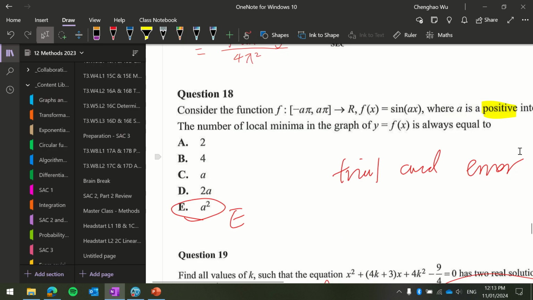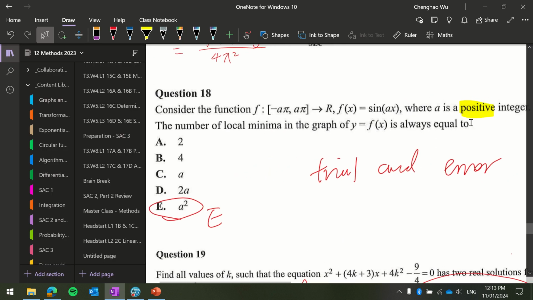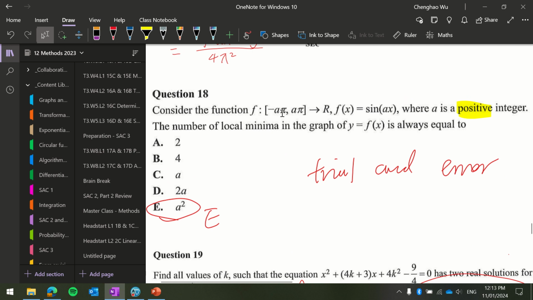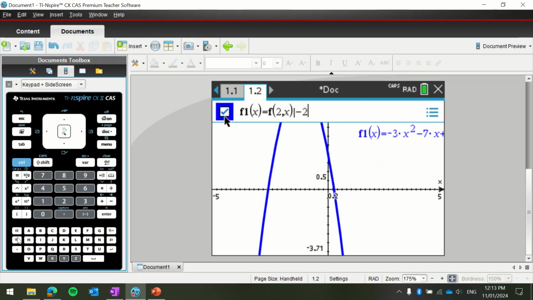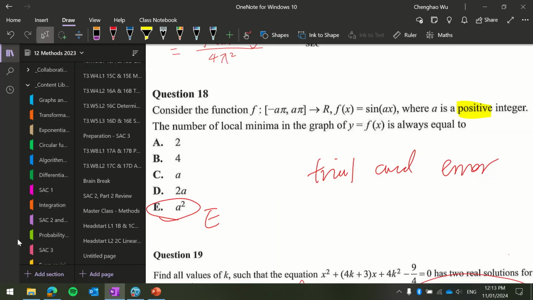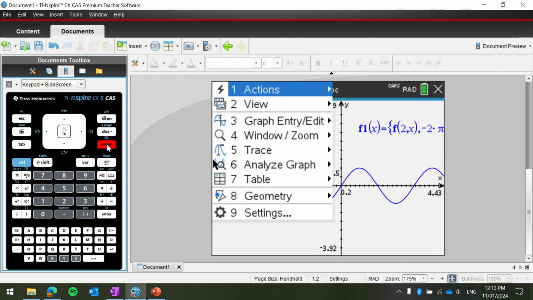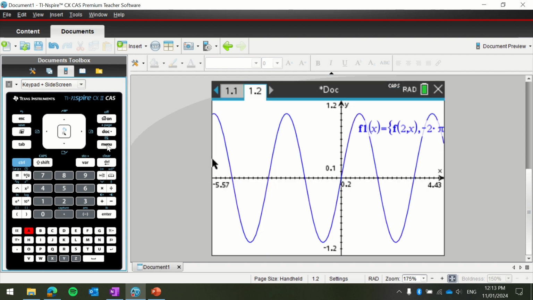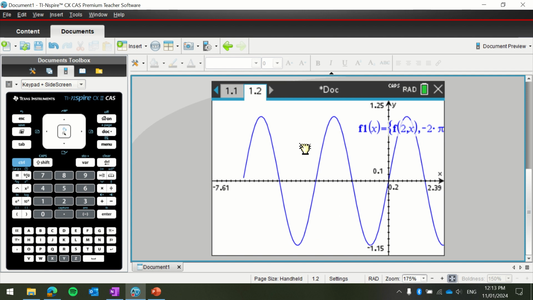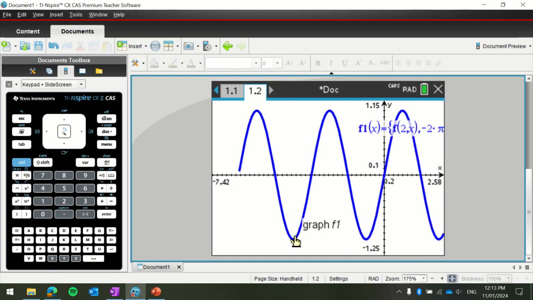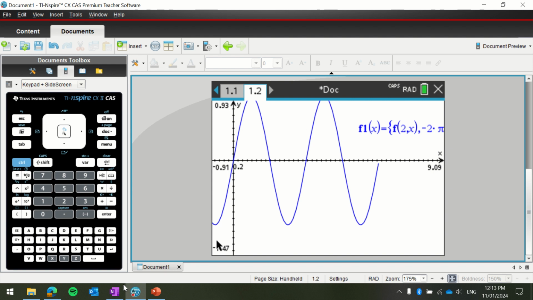So I'm saying a is 2. A is a positive integer. And then the domain, negative 2 pi is less than or equal to x, less than or equal to 2 pi. Graph. There we go. Manual window fit. Yeah. And the local minima are 1, 2, 3, 4.